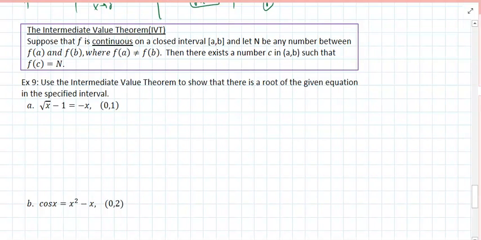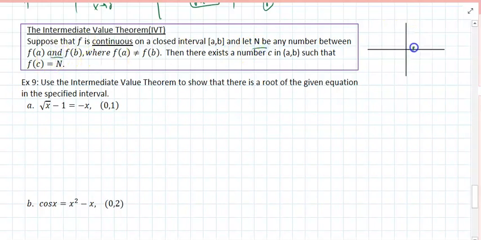The last portion of this lesson talks about the intermediate value theorem. Suppose f is continuous, so f must be continuous on a closed interval from a to b, and let n be any number between f of a and f of b.